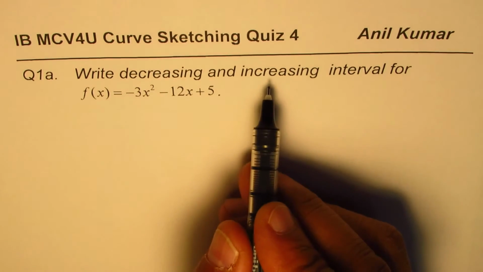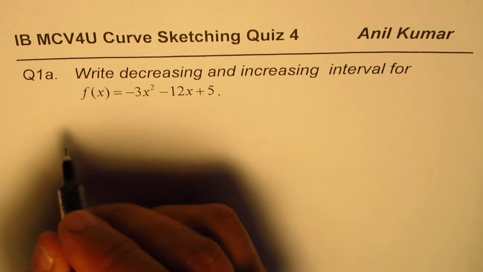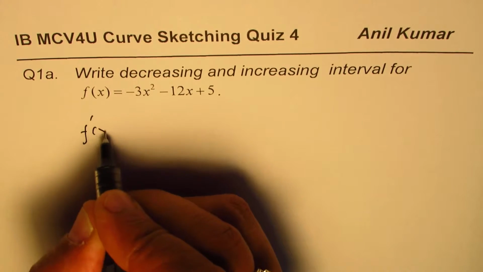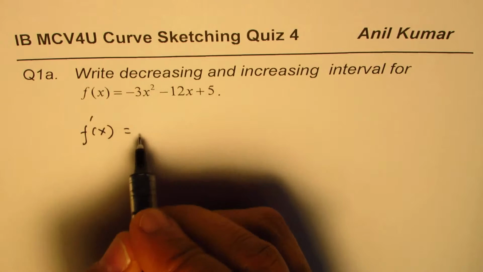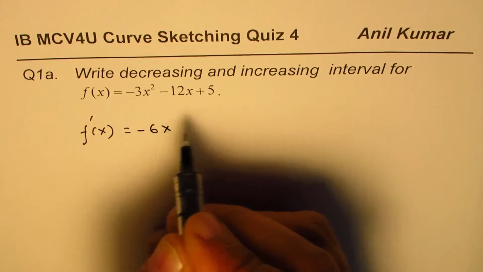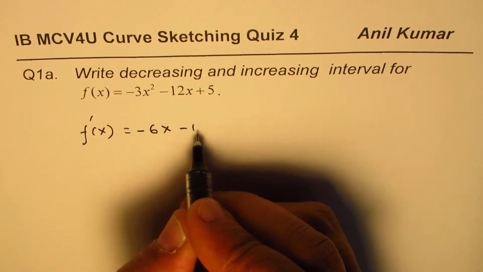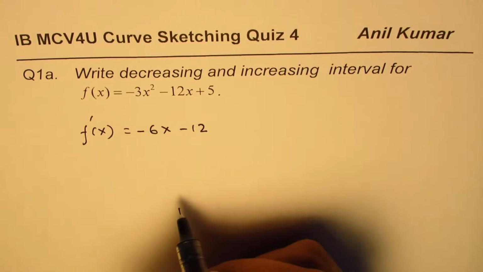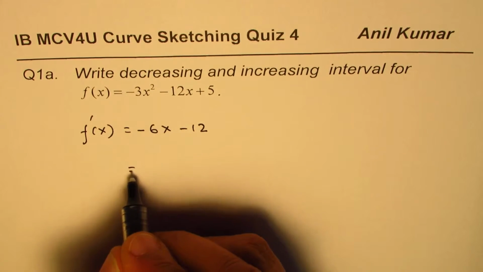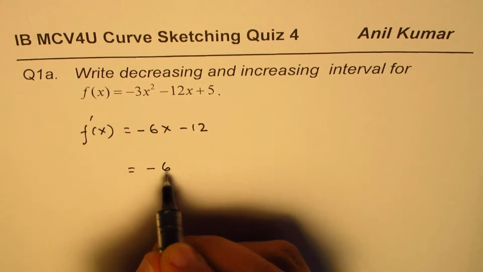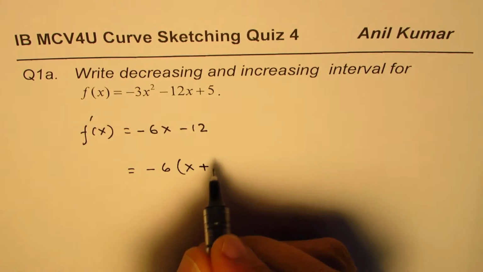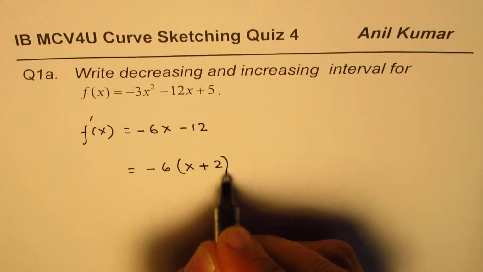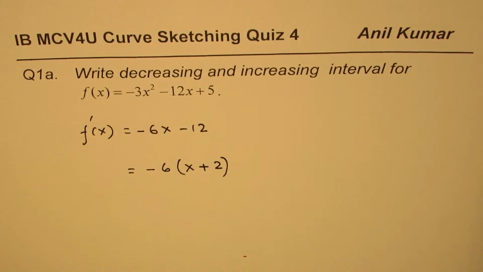Now, to find increasing and decreasing intervals, we should find the derivative, right? So we'll find the derivative of this function using the power rule. Minus 3x squared gives us minus 6x. Minus 12x, the derivative is minus 12. For this constant, it is 0. Now we can factor out minus 6, so we get x plus 2. So that is the derivative of this function.